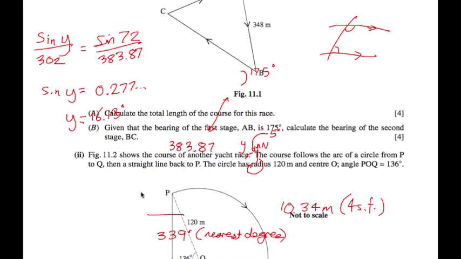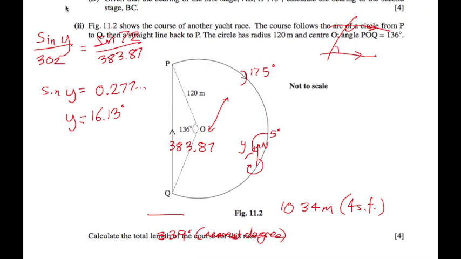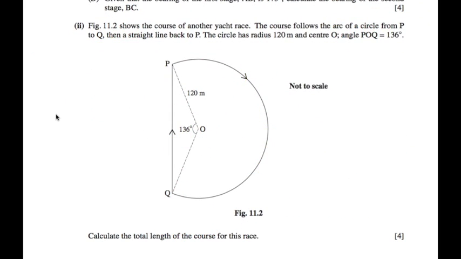Right, good. Part 2. So this is quite a different question. Figure 11.2 shows the course of another yacht race. The course follows the arc of a circle P to Q, then a straight line back to P. So you can see what's coming here. The circle has radius 120 and centre O, and then we know POQ is 136. Calculate the total length of the course for this race.